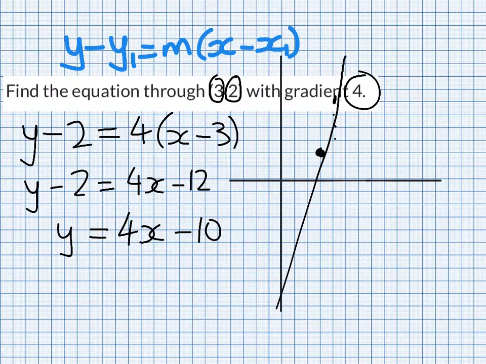Now if you look at my very dodgy graph, you can see that it's not quite right because I'm trying to scoot through this to make it fast, but my intercept is down here, so that value is at negative 10. On to the next example.